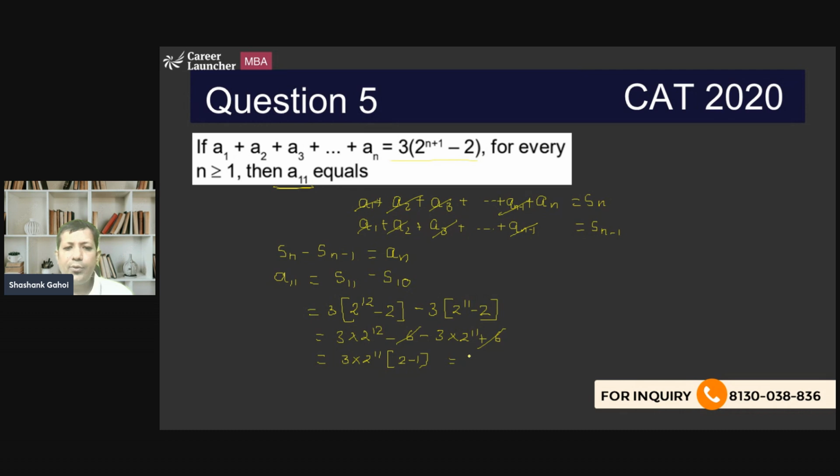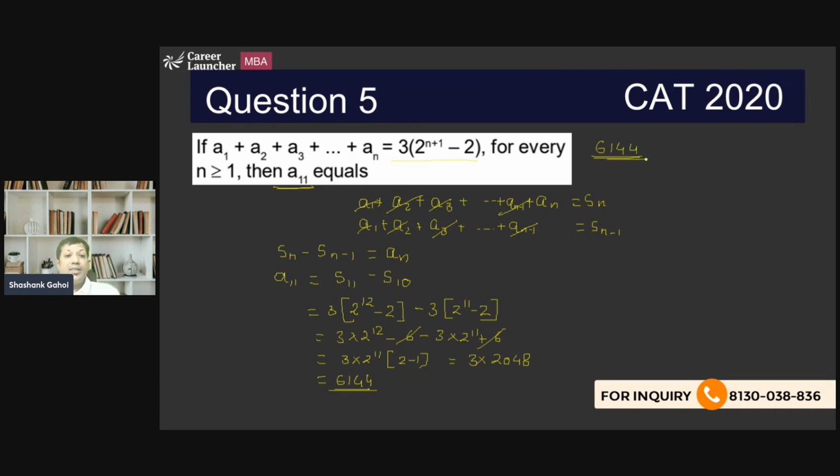So from here we are going to get 3 into 2 power 11. 2 power 10 is 1024, so 2 power 11 is going to be 2048. So this value comes out to be 6144. So the answer of this question is going to be 6144.